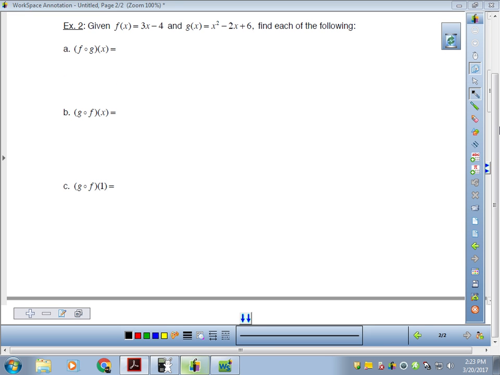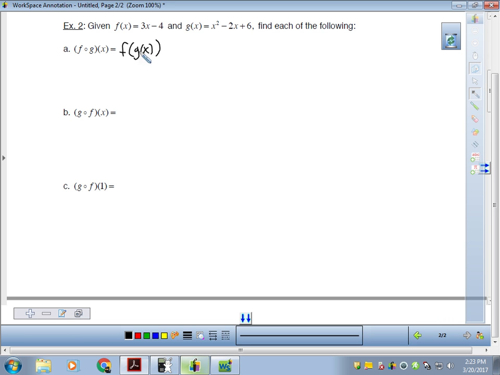So example 2 gets us, given that f of x equals 3x minus 4 and g of x equals x squared minus 2x plus 6, find each of the following. Part A, we have f composed of g of x. So that's f of g of x.